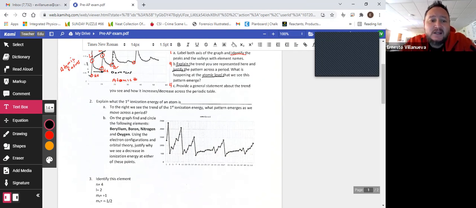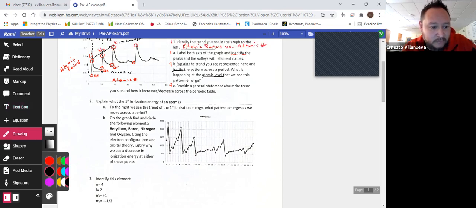Question number 2A says, to the right, we see the trend of first ionization energy. What pattern emerges as we move across a period? Same thing again. Let me get my drawing here. This is hydrogen. This is helium. When we start over here, this is lithium. And as we go to the end, this is neon.